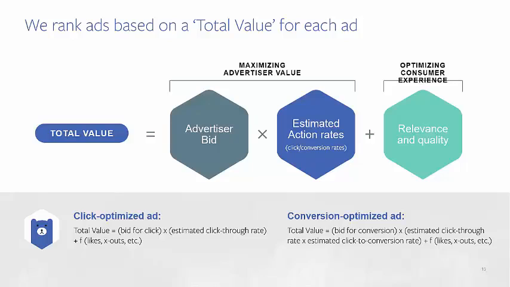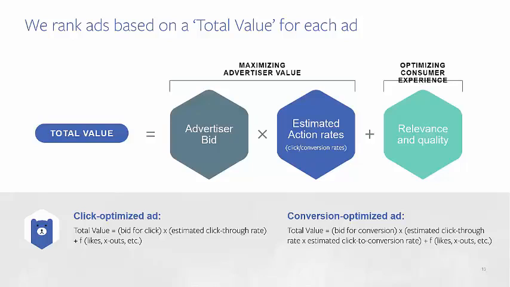One, the advertiser bid, which is how much do you value the outcome you're optimizing for. Two, estimated action rates, which you can think of as the probability, for every impression served, that the outcome you're looking for will happen, such as a conversion. And three, ad relevance and quality. How useful or interesting do we think this ad is going to be to the individual you're targeting? So you have three components to define total value: advertiser bid, estimated action rates, and relevance and quality. And I'll explain these a bit more in a moment.